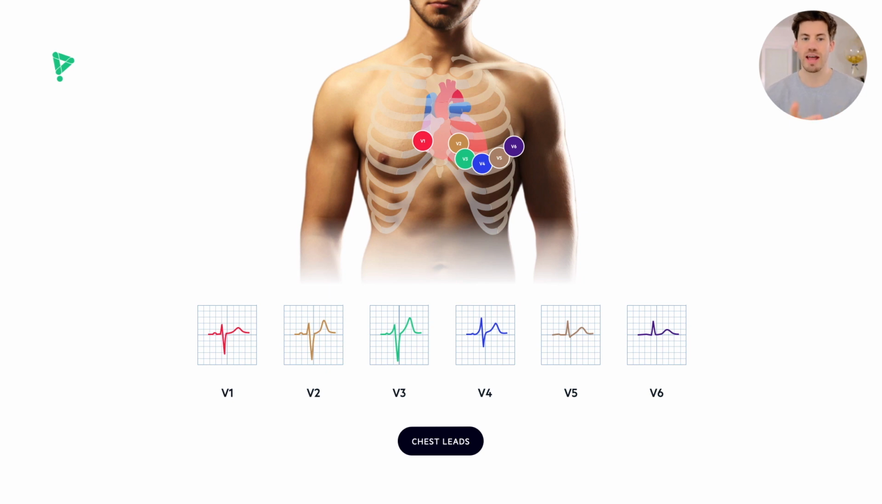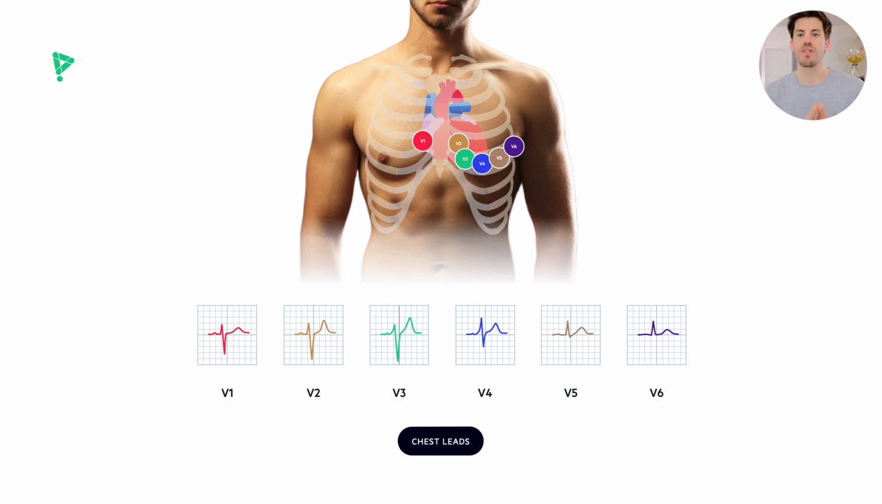By that, the deflection is predominantly going downwards below the isoelectric line, whereas V4, V5, and V6 are predominantly positive because the deflection is going upwards above the isoelectric line. That's because the wave of depolarization is generally going towards V4, V5, and V6, and going away from V1, V2, and V3. So if the average wave of depolarization is going towards the lead, we get a positive deflection. If the average wave is going away, we get a negative deflection.